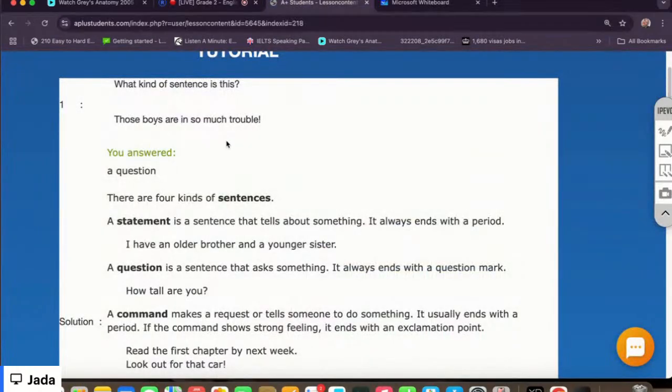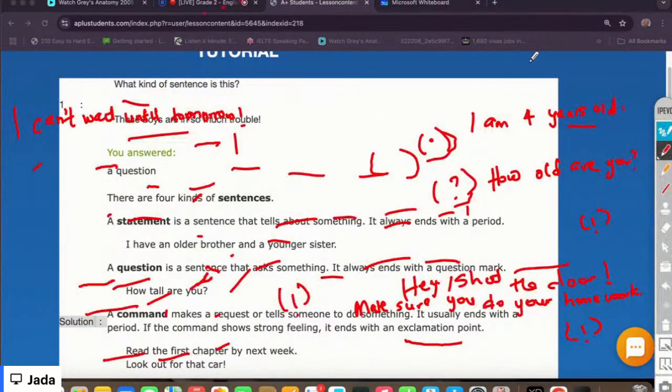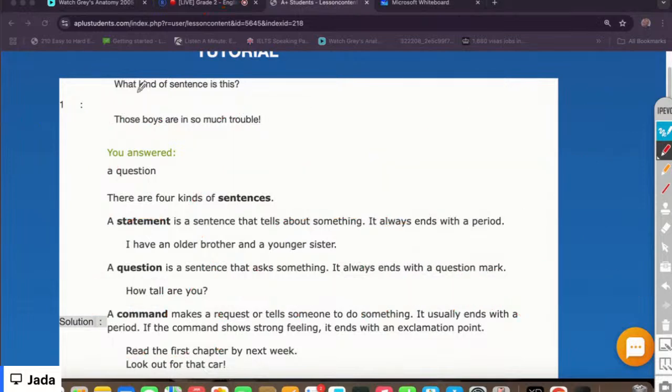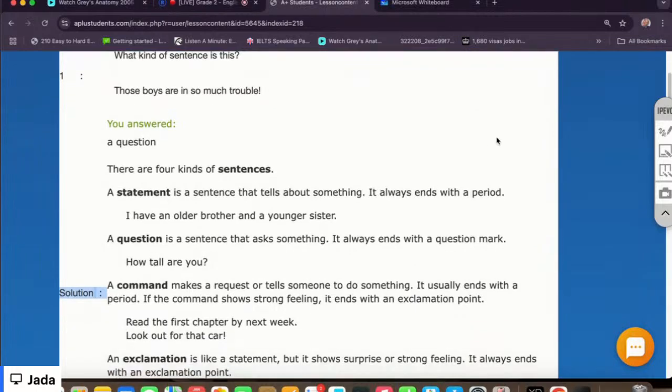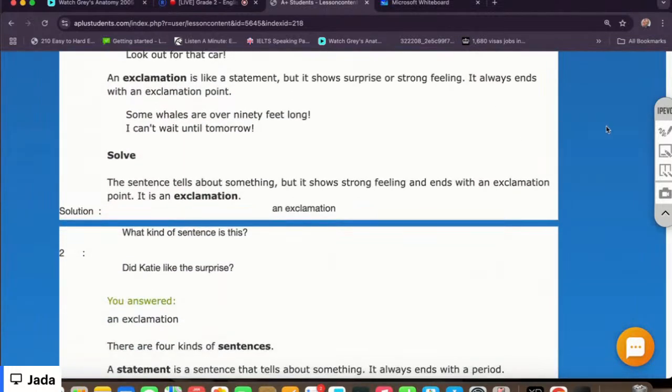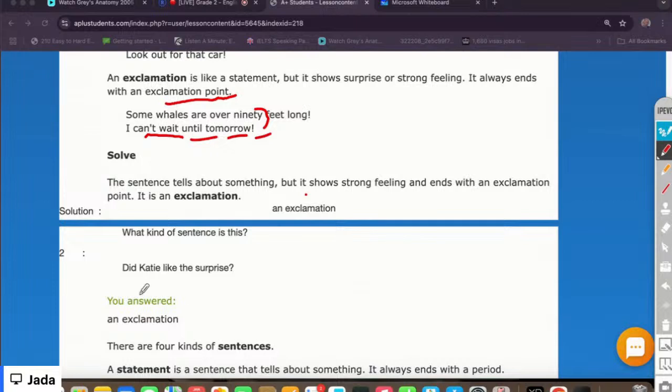Okay, so moving on here, we can look at some examples. Okay, it says, what kind of sentence is this? Now, those boys are in so much trouble. Those boys are in so much trouble. It ends with an exclamation point. What do you think would be the right answer here? Those boys are in so much trouble. So that would be an exclamation.